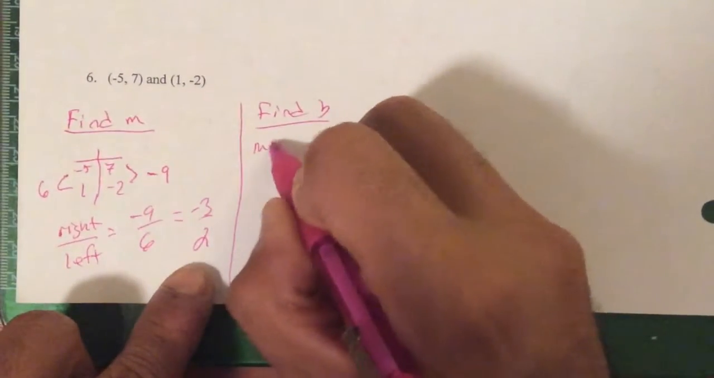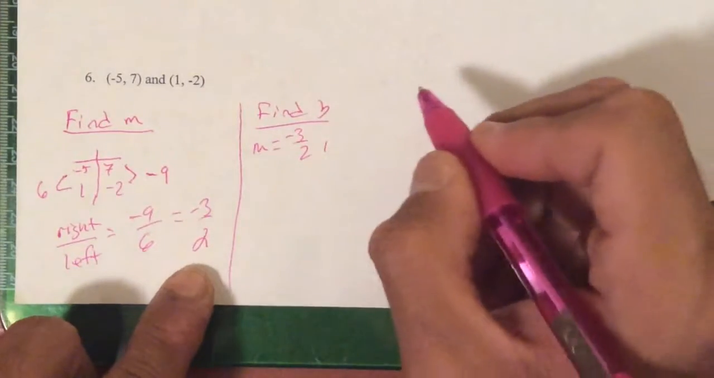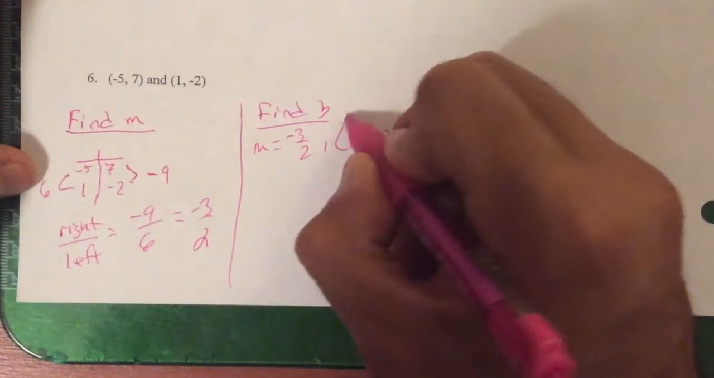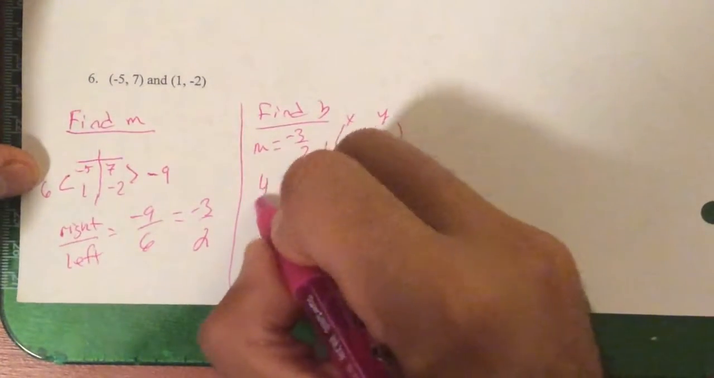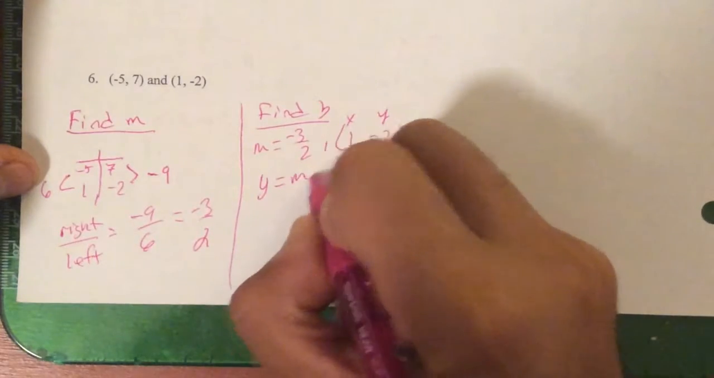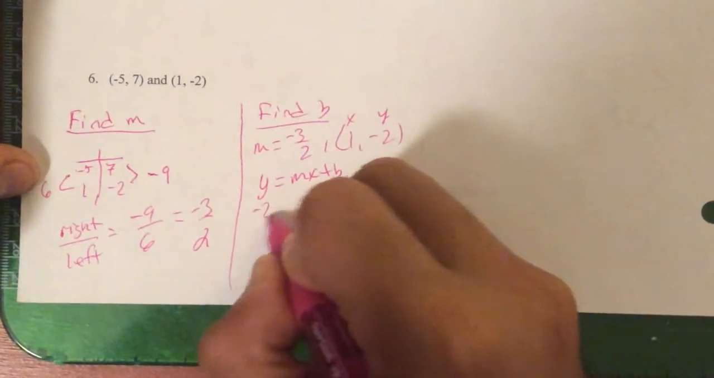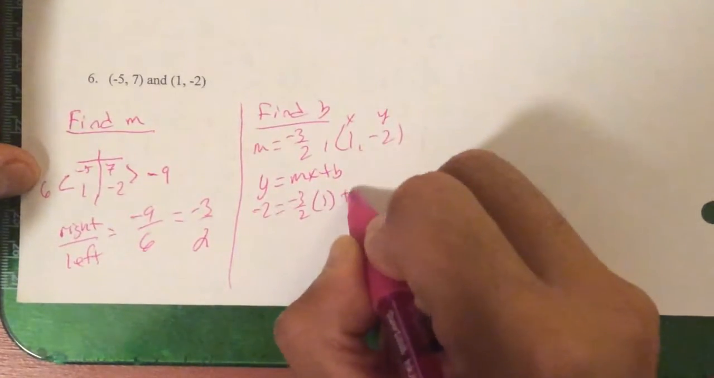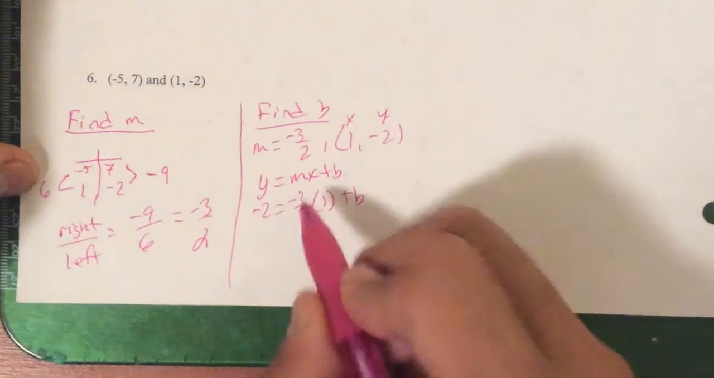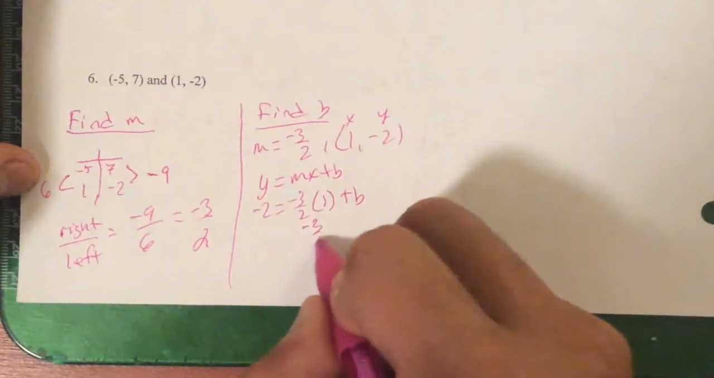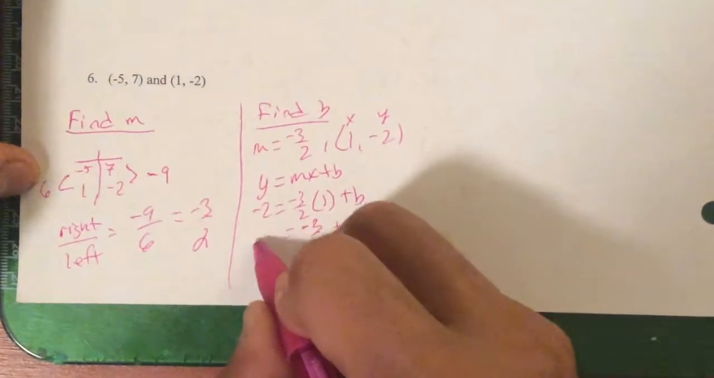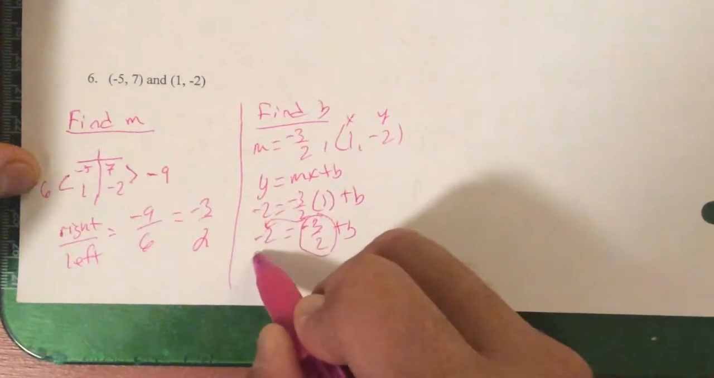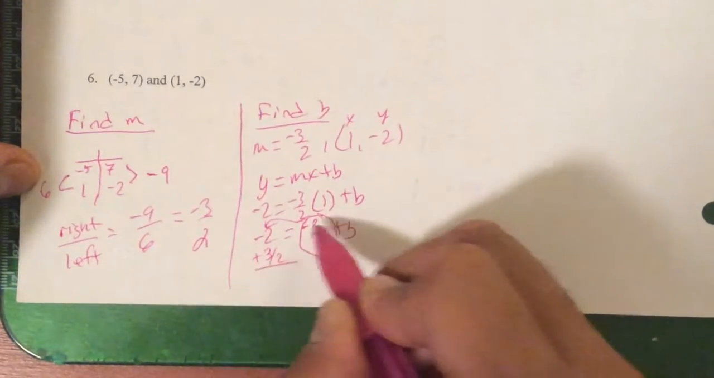Using the M, which we said was -3/2, and using one of the ordered pairs, I'm just going to use 1, -2 as my ordered pair. I'm going to plug it into my slope-intercept form. So y equals mx plus b. So the y is -2, the m is -3/2, and the x is 1. Don't forget to bring down the +b. So -3/2 times 1 is -3/2. Bring down your +b equals -2. Now I need to jailbreak this -3/2 to the other side, and it becomes +3/2.